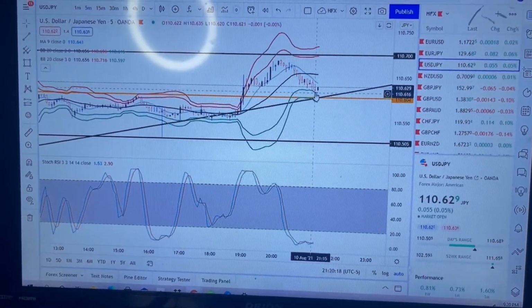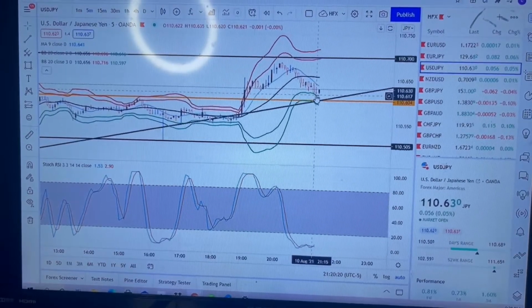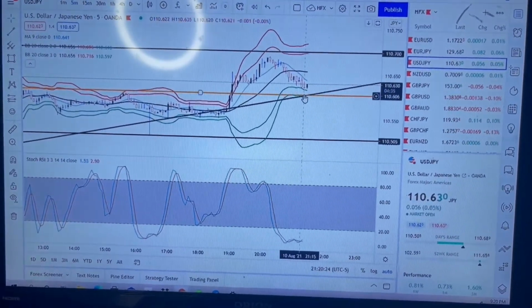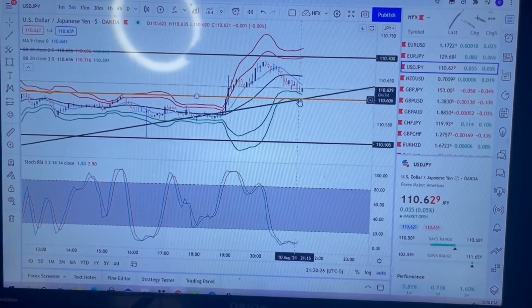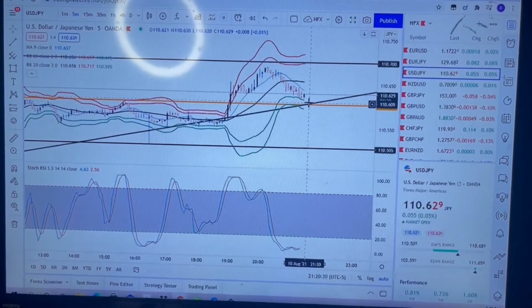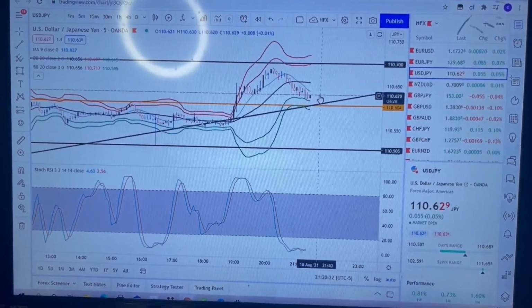If I would have taken that entry again when it came back down to the Bollinger Bands, we'd be in deep profits right now. But I was showing you guys the setup, so I wasn't able to take the entry. But yeah, that is why I took that entry, and that is how I cleared that trade.